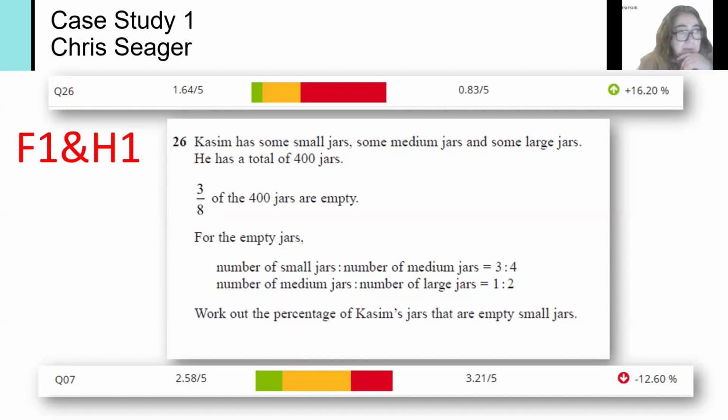So that fraction of an amount jumps out at me. Is it that your foundation kids would have had that instilled in them, whereas your higher tier kids will work it out, but they haven't got that automaticity yet, if that's a word?